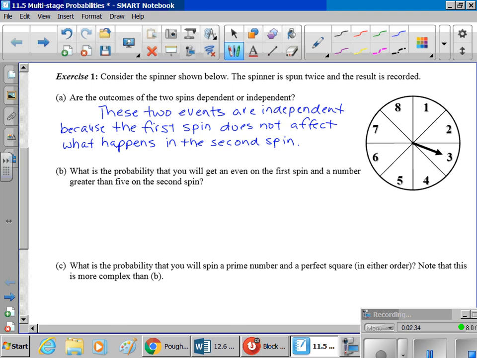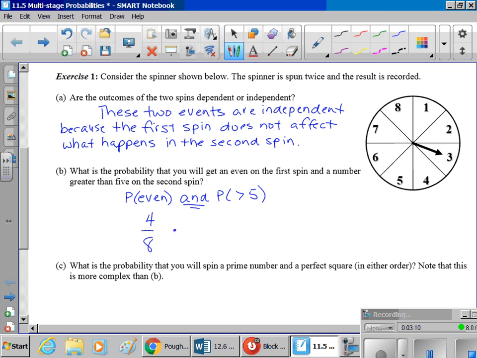So B, what is the probability that you will get an even on the first spin and a number greater than 5 on the second spin? So what we're looking for is the probability of an even and the probability of a number greater than 5. Whenever we see the word and, that's going to translate to a times. So the probability of getting an even is 2, 4, 6, 8, so 4 out of 8. The and gives me a times.